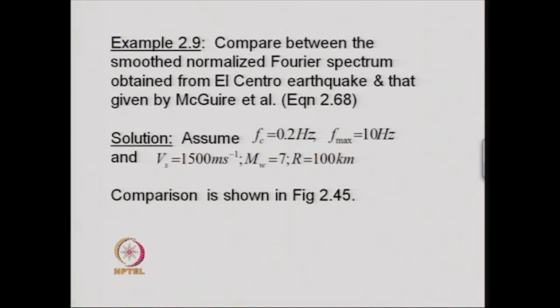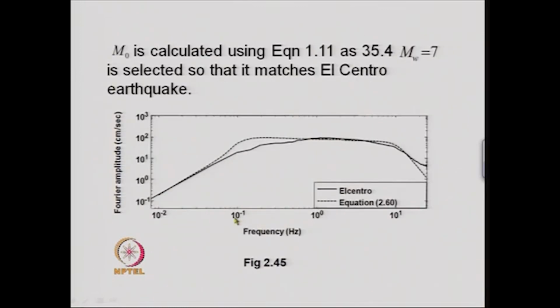Then we compared the smooth normalized Fourier spectrum obtained from El Centro earthquake and that given by Maguire's equation, for these specified values. F max was taken as 10 hertz, F c was taken as 0.2 hertz, M w was taken as 7, R was taken as 100 kilometer, V as 1500 meter per second, and we can see that the Fourier amplitude spectrum obtained by this equation and the El Centro earthquake seem to compare quite well.